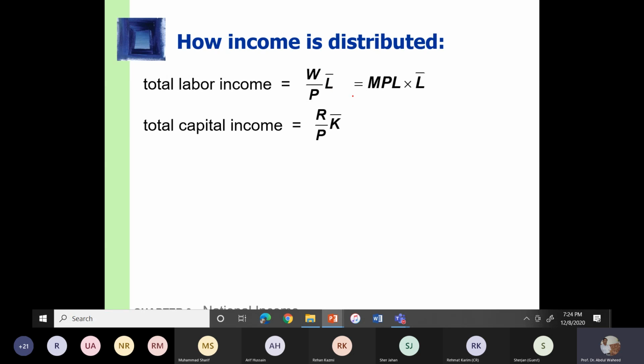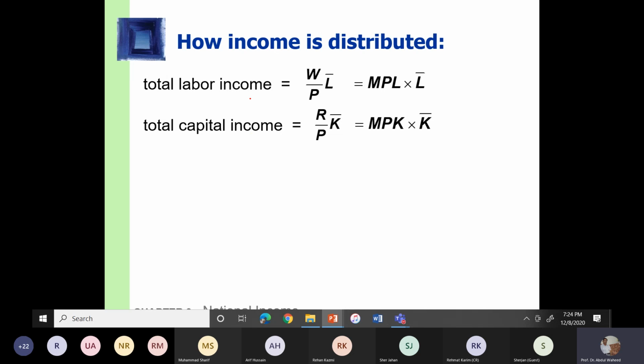Then we have total capital income. Again, the real rental rate multiplied by the capital stock. Okay, this would be the total capital income. Now again, this real rental rate equals marginal product of capital. So we will place marginal product of capital here. This is marginal product of capital multiplied by capital stock.